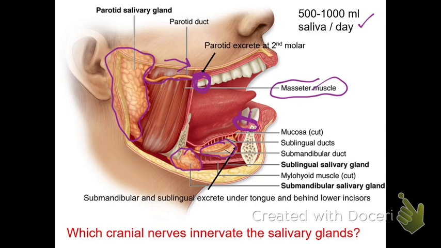And again, which cranial nerves are involved? I mentioned that it is the glossopharyngeal nerve, right? The ninth nerve that controls salivation of the parotid gland, and it is the facial nerve, the seventh nerve, that controls the innervation of the sublingual and submandibular glands.